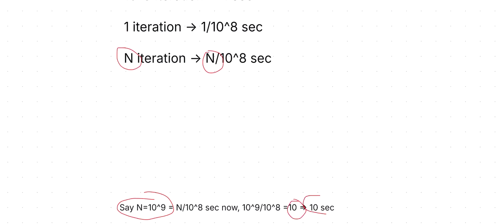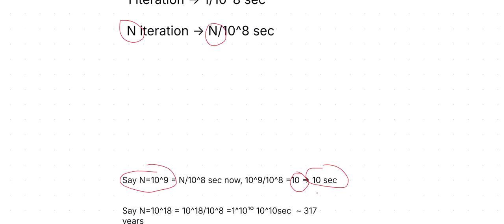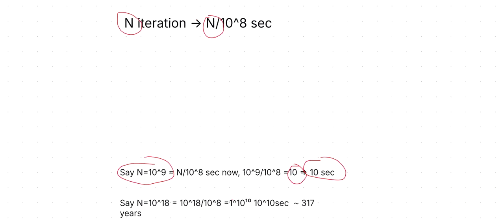Now we get an input of 10 to the power 18. For 10 to the power 18, if we divide by 10 to the power 8, we get output as 10 to the power 10 seconds. And it will take something around 317 years.